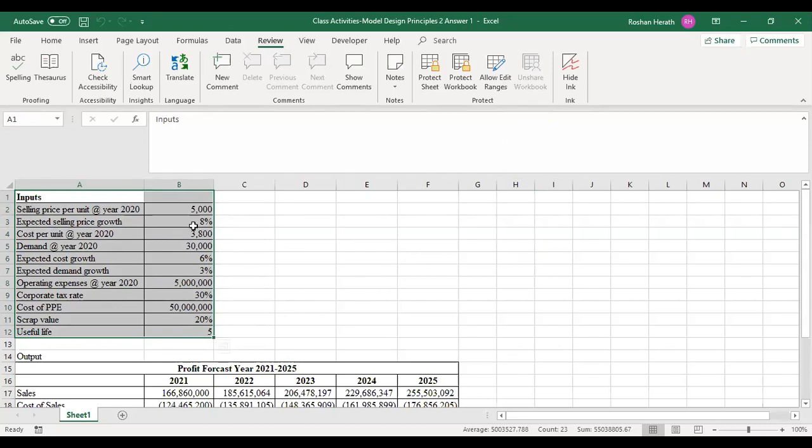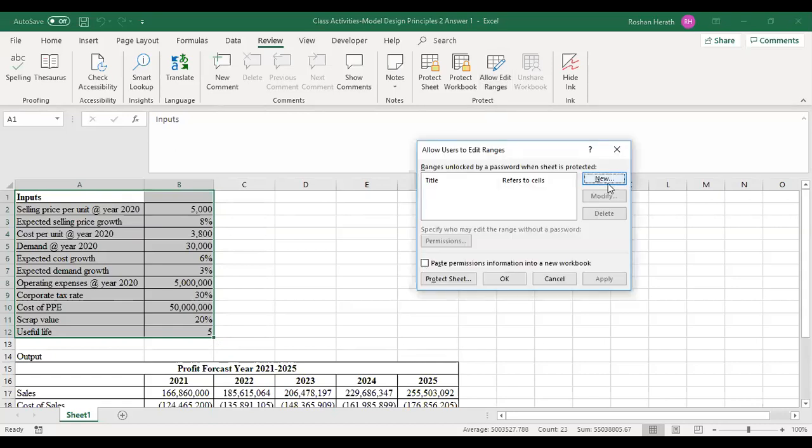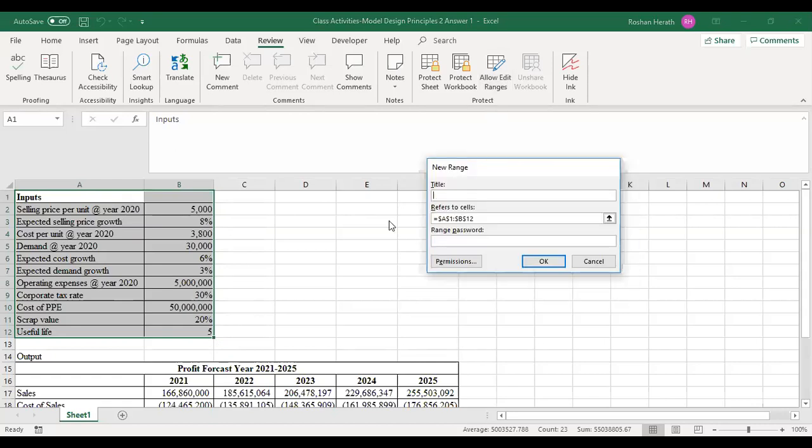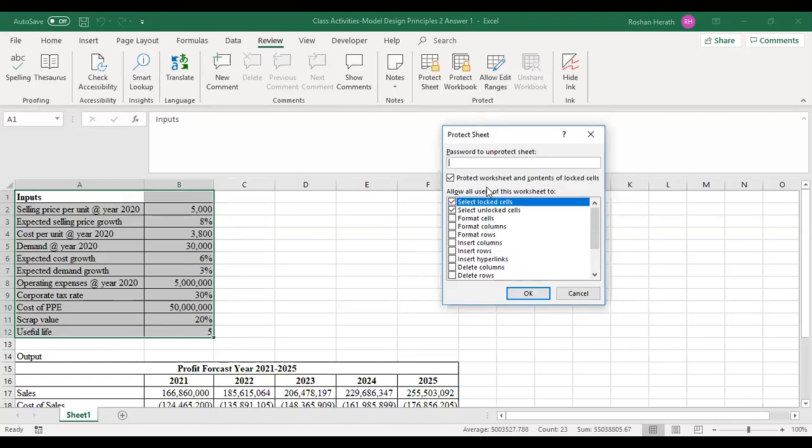So you can allow some area or areas to be operated by the user while the rest of the areas get protected, like we did. So you may go to the allow edit range. We may select that. So let's say it is input. And the reference, yes, it is already there. You can see okay, and you can protect the sheet. The rest of the areas get protected.